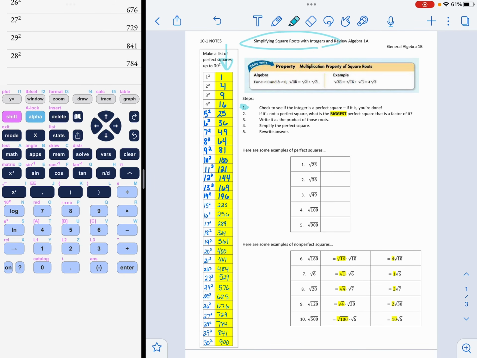You would see what the biggest perfect square that's a factor of it is. And then step 3, you'll write it as the product of those roots. You'll simplify the perfect square, step 4, and rewrite the answer.